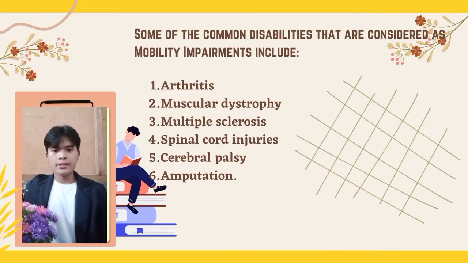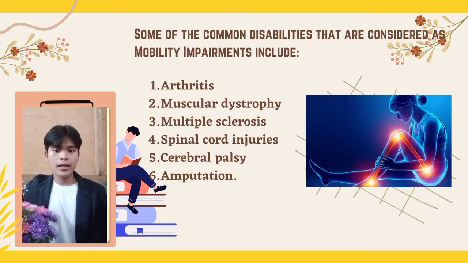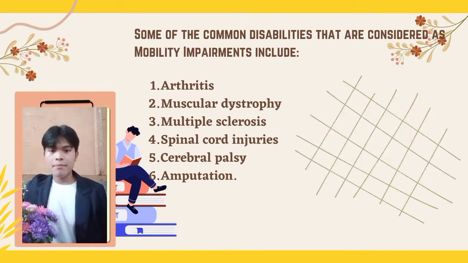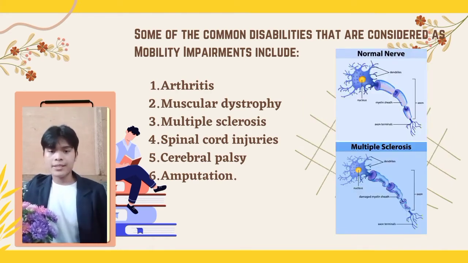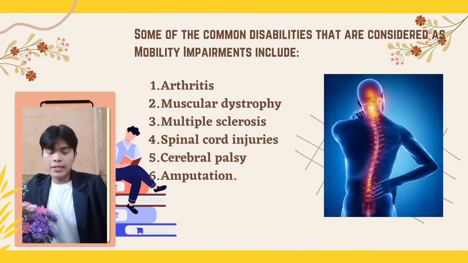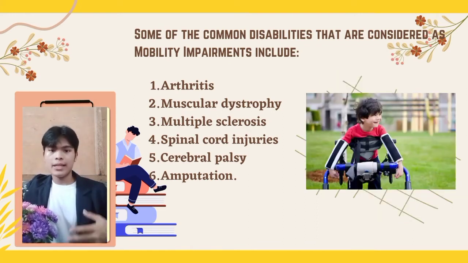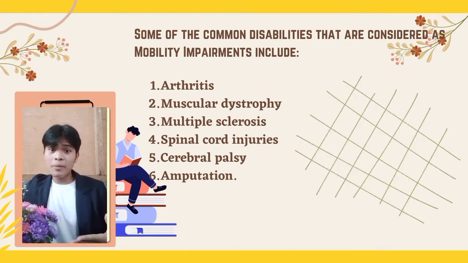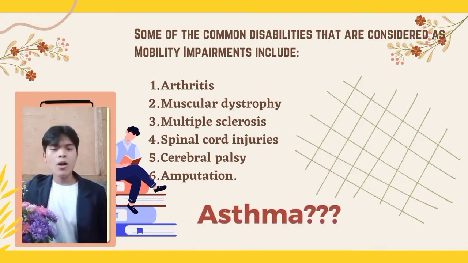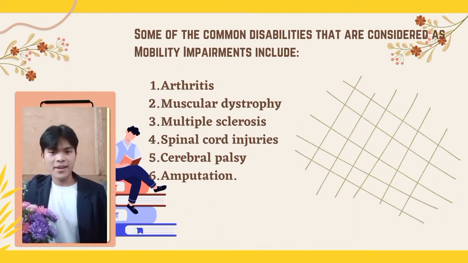Okay, some of the common disabilities that are considered as mobility impairments include arthritis, muscular dystrophy, multiple sclerosis, spinal cord injuries, cerebral palsy, and amputation. Sir, how about people that have asthma? Well, yes, it can be considered as mobility impairments.